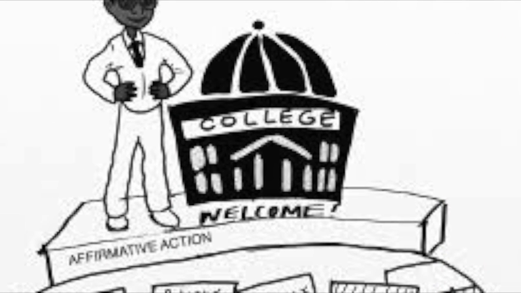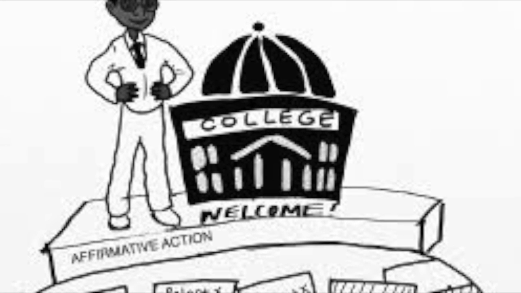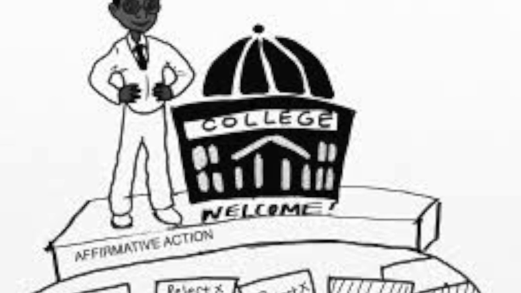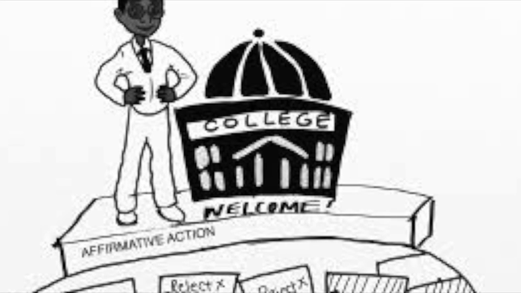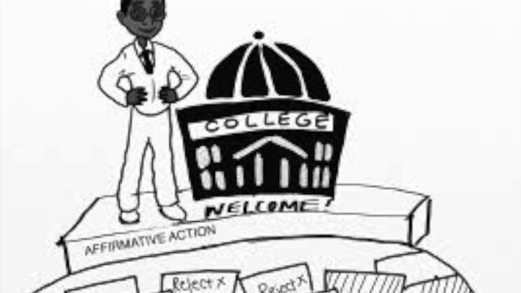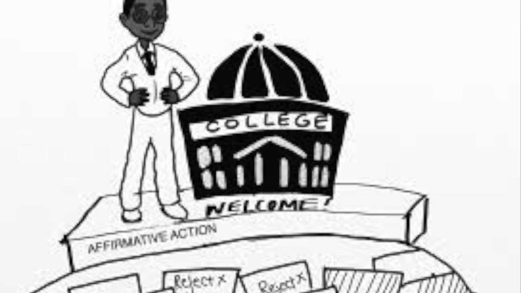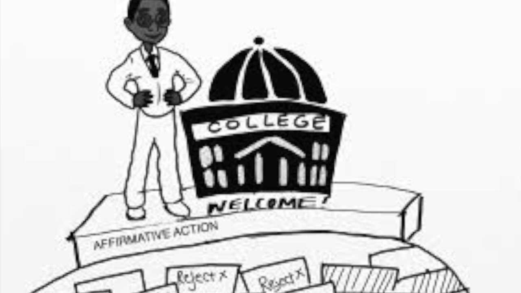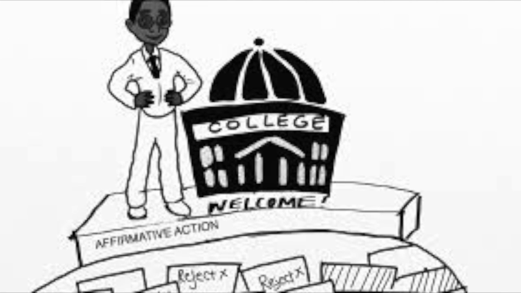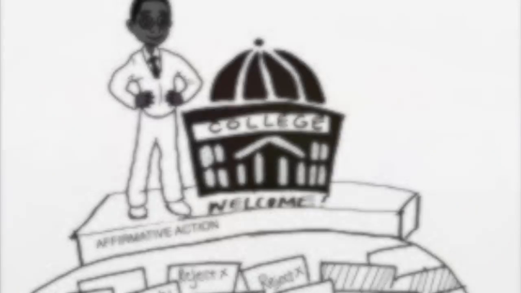This image shows the rejection letters of all the people that were not accepted into universities, and also shows someone that was accepted because they were part of an affirmative action program. This suggests that the individuals that were not accepted were rejected because their spot was given to someone who was in an affirmative action program.